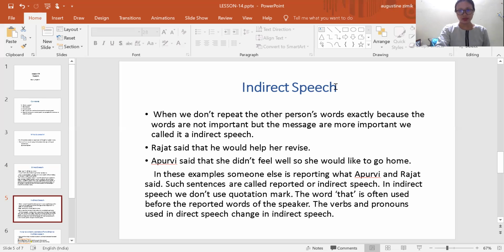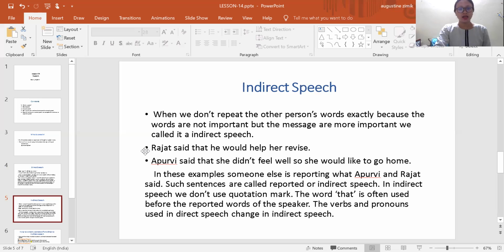Indirect speech. Let's see. When we don't repeat the other person's words exactly because the words are not important but the message is more important, we call it indirect speech. Here it means in indirect speech we don't repeat the other person's words exactly. Because why? The words are not important, but what is important? The message is more important.